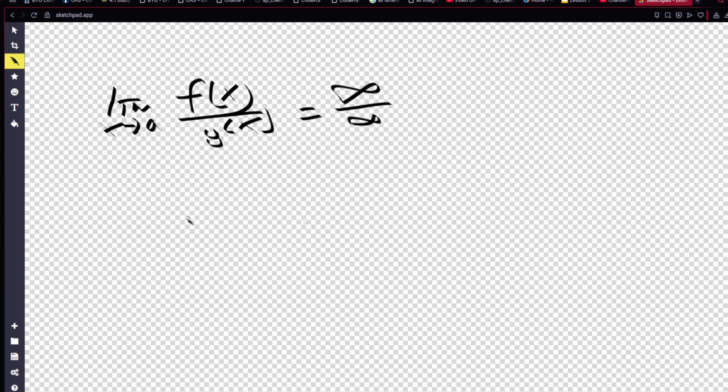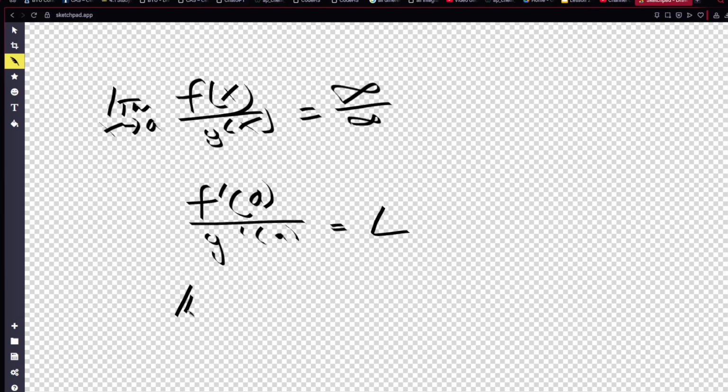Now, what does L'Hopital's rule state? L'Hopital's rule states that the limit as x approaches a number of two functions that yield an indeterminate form can be evaluated simply by taking the derivative and plugging in that point directly. So we'll get some practice, and I'll just say L for the limit.